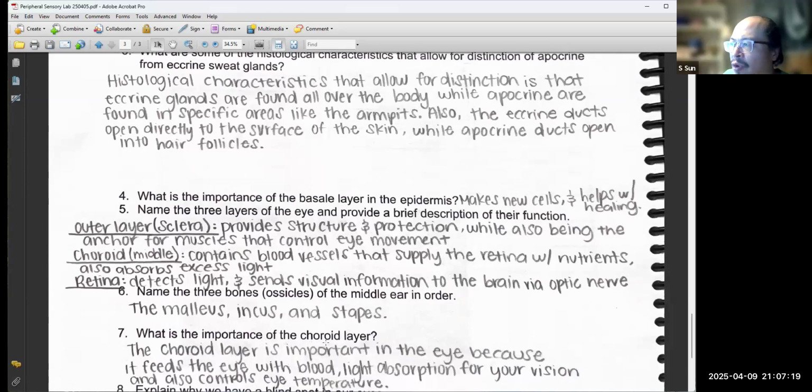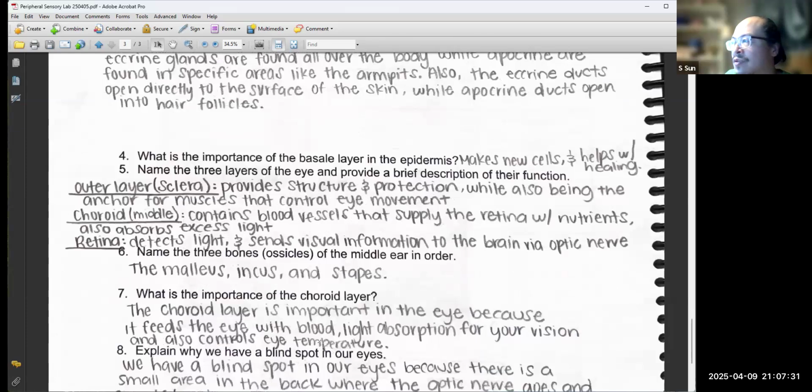What's the importance of the choroid layer? This layer provides the blood vessels, so it's nourishing your retina. I think that's the most important thing. Yeah, so it nourishes your retina. I think that should be good enough. Light absorption is for the retina, not the choroid. Control of eye temperature, that's possible, because of the blood flow going through it.